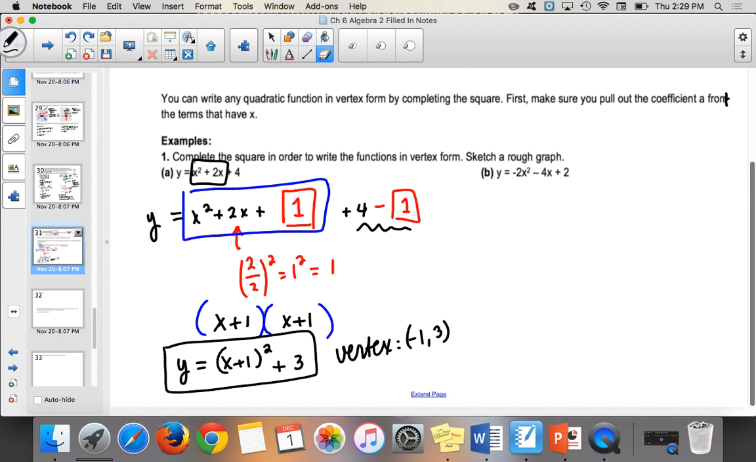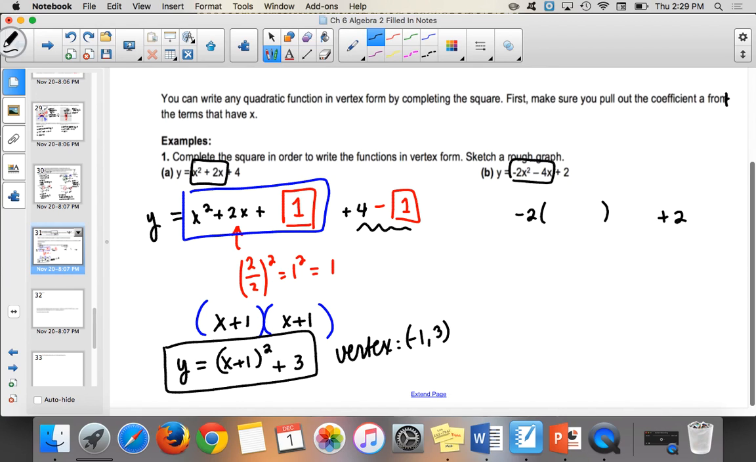All right, so this is where it gets a little bit harder. These are the ones that students have a really hard time with on the test. So if you have -2x squared minus 4x plus 2, we're only worrying about the x's. So go ahead and write that plus 2 way over there. We're not going to worry about it.